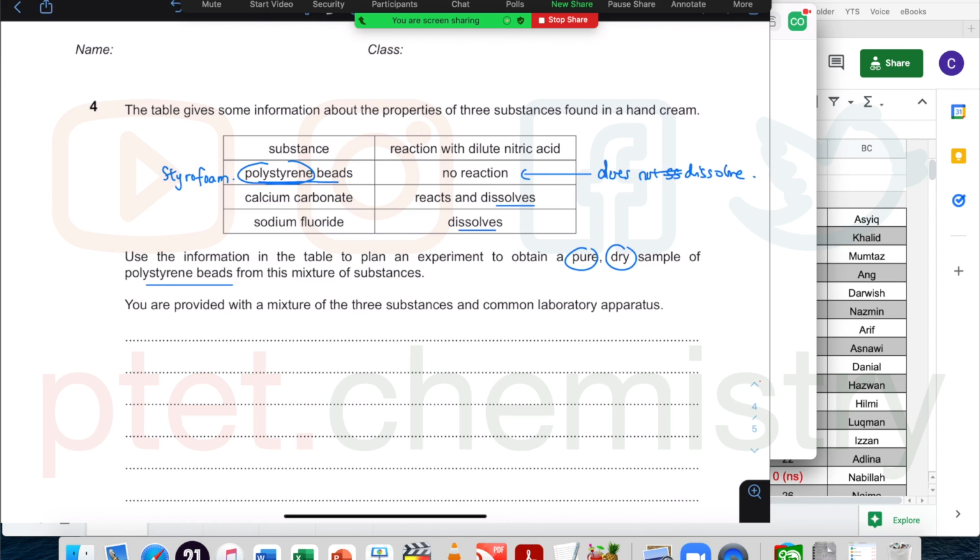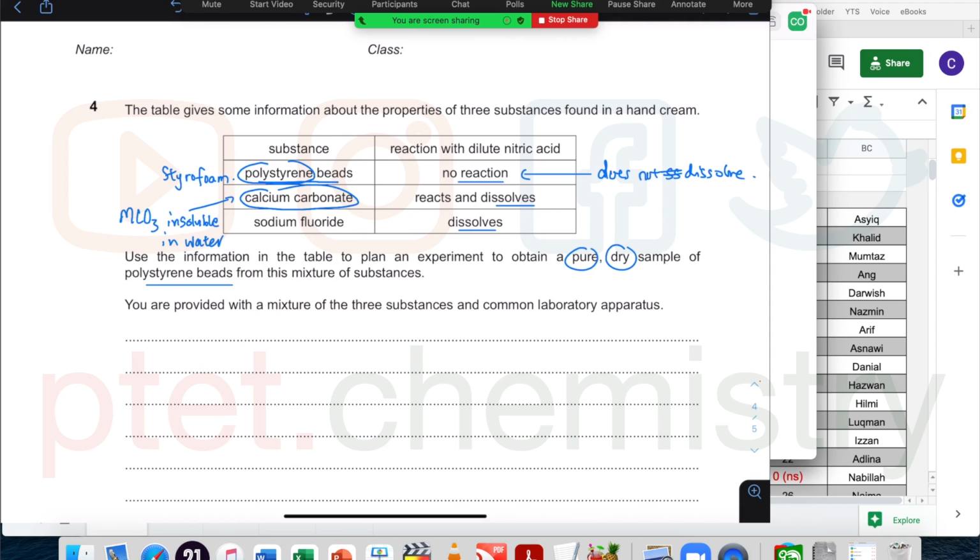So what else can I say? When it reacts, they will say it reacts. It does not react. So this does not react, this does not react, no reaction. So it does not dissolve, but this dissolves and this dissolves. But group 2 carbonate is insoluble in water. Group 2 carbonate, which includes copper 2 and zinc carbonate, is insoluble in water. At the moment, if I just filter, I will get rid of sodium fluoride, but I will still have calcium carbonate and polystyrene beads.